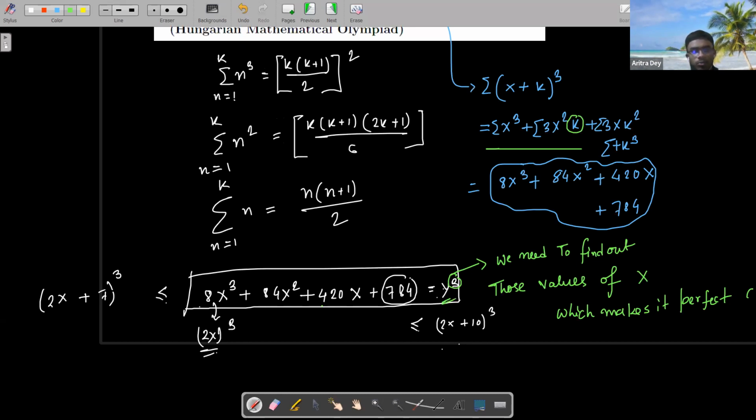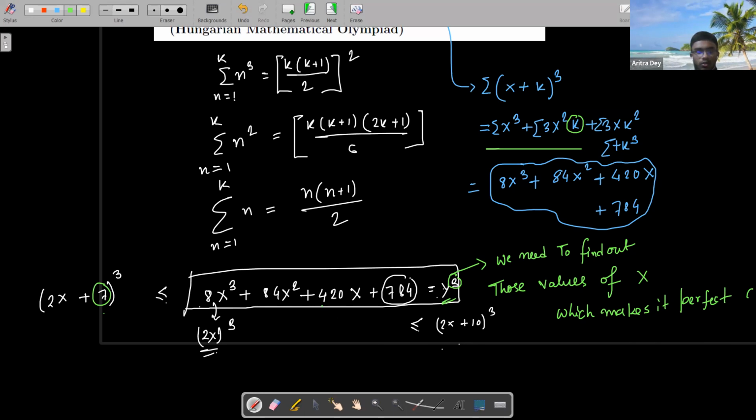More possibly it wouldn't be equal, because here is 7. Okay, 7 cube is obviously smaller than this thing. So this should be strict, but it actually doesn't matter. The thing is that it increases the number of cases, but it doesn't lead you to a wrong solution.